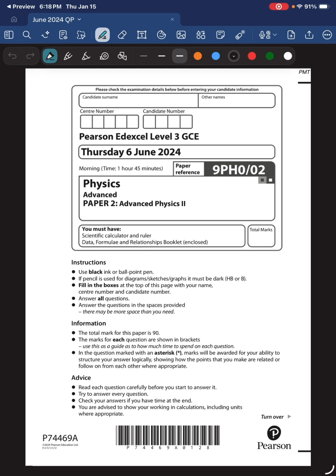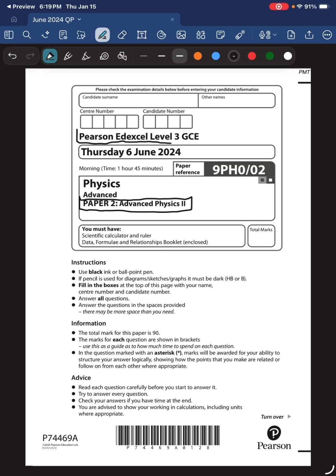Hello all. So today we'll try something a little bit different from what we have been doing all this time, and we will specifically go over paper 2, which is called Advanced Physics 2. So we will go over paper 2 from the Edexcel exams, and I believe that this will be useful for any potential students from the UK, because I think this is what people take in the UK.